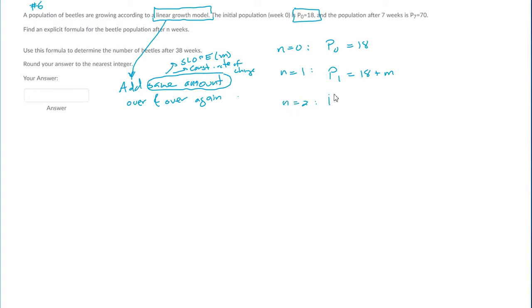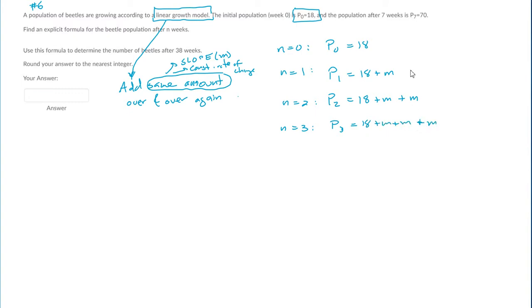Okay, and how do I get to time 2? The population at time 2 will be the population at time 1, which was 18 plus m, and then to get to time 2, I have to add another copy of the constant rate of change, of the slope amount. We keep adding that over and over again. To get to time 3, same deal, right? I take the previous amount, which was 18 plus m, and I add another m.